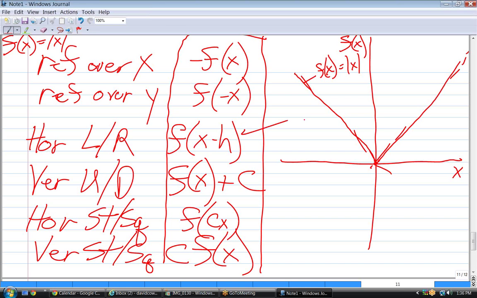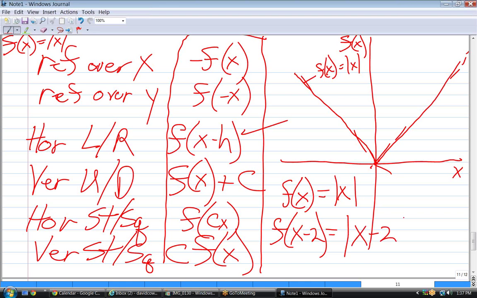Well, what does this one mean? What if I said to you, f of x is equal to the absolute value of x, that's our elementary function. What is f of x minus 2 equal to? If f of x is equal to absolute value of x, what is f of x minus 2 equal to? It's equal to the absolute value of x minus 2.